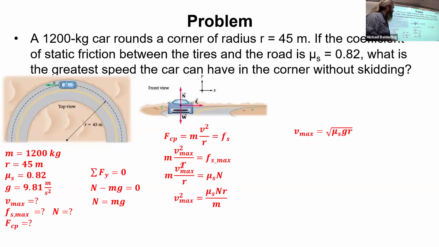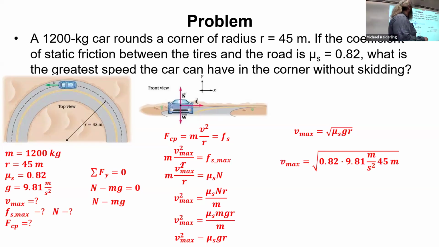My animation order is screwed up, I think. V max ends up being the square root of mu static times g times r, because v squared max is mu static times mg times r over m. Mass cancels. So v squared max is mu static times g r. Sorry about the animation order screw up. I'll fix that as well. V max thus is equal to the square root of 0.82 times 9.81 meters per second squared times 45 meters, which comes out to 19 meters per second.